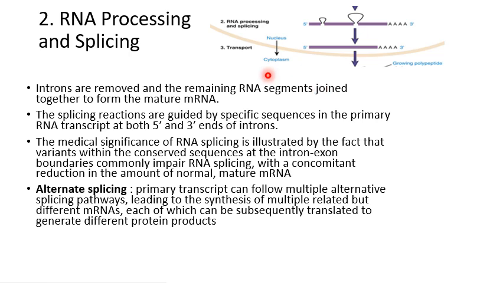And we have to know that there is something called alternate splicing that happens. A primary transcript can follow multiple alternative splicing pathways, leading to the synthesis of multiple related but different mRNAs. Each is subsequently translated and generates different protein products. And we will touch base on alternate splicing in later chapters.